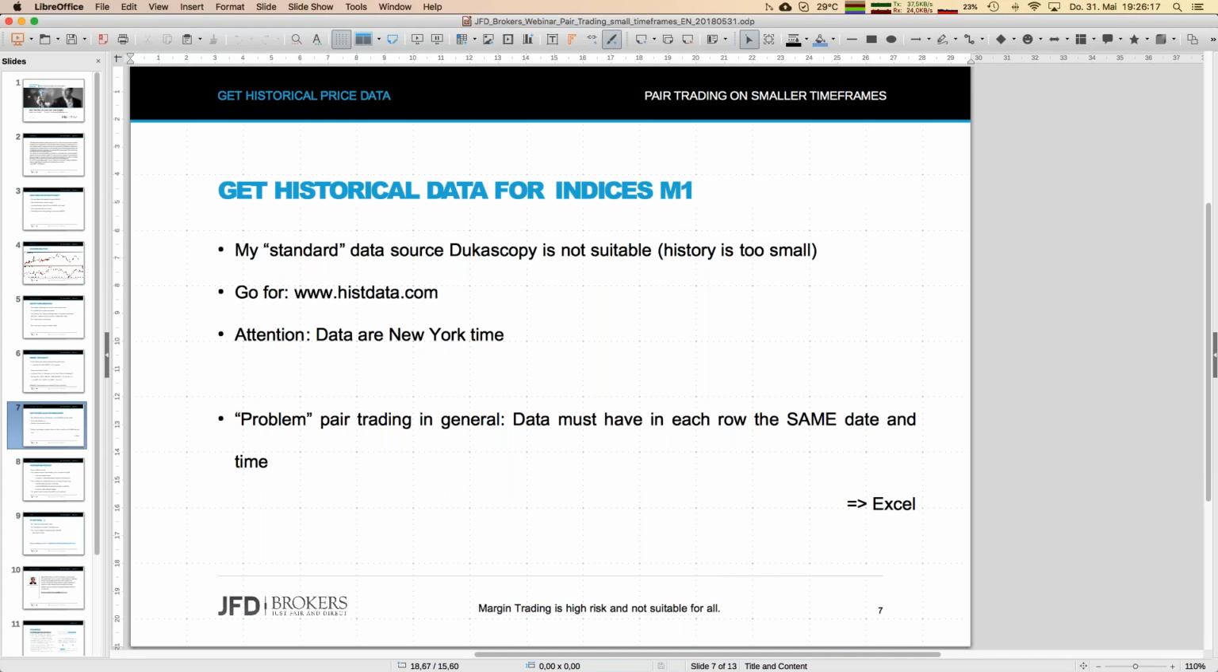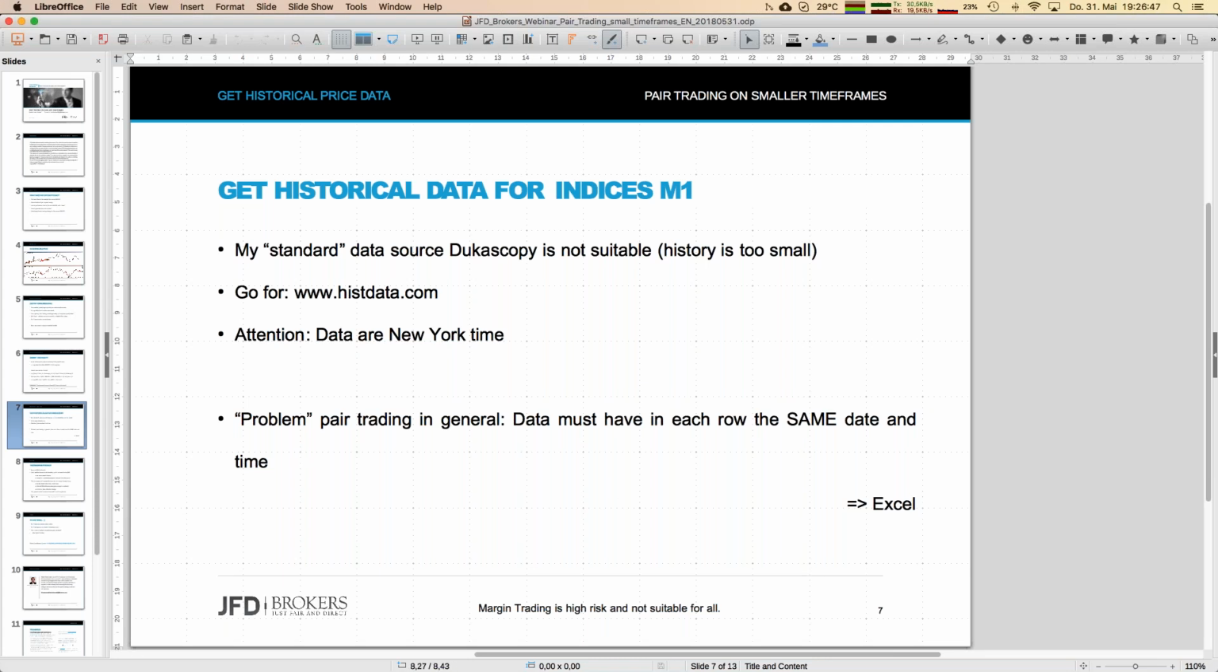If you want now to really investigate at what kind of exaggerations, at what kind of deviations we should open the trades, we need historical data on smaller time frames. And that's indeed not that straightforward, I can tell you. Therefore, I spent one slide and one Excel sheet just for that topic here. And I will show it a little bit more practical here, how we can synchronize the data.